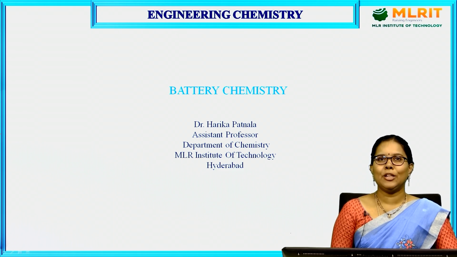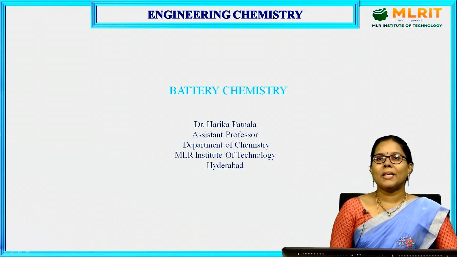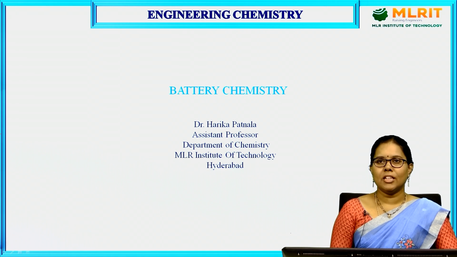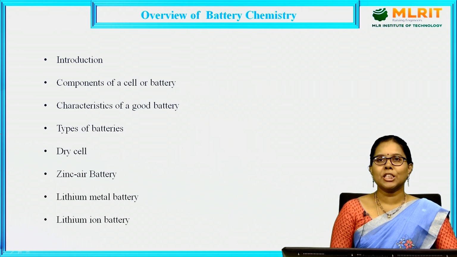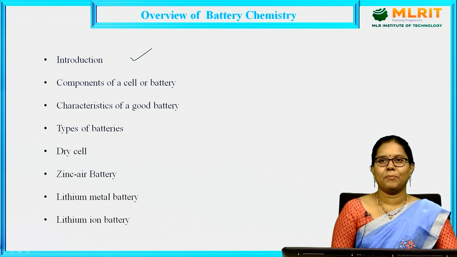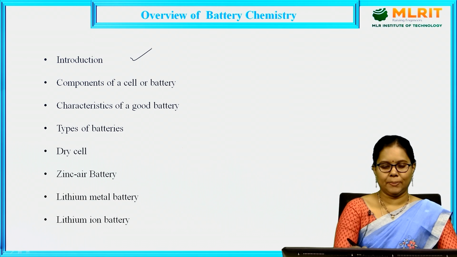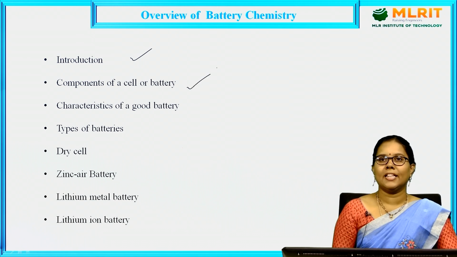This course includes battery chemistry. The basic outline we are going to cover in this battery chemistry are: introduction about the batteries and cells, difference between the cells and batteries, components of a cell or a battery, what are the various components present in a battery, anode, cathode and electrolyte, and their details, how to select an anode, cathode and electrolyte.